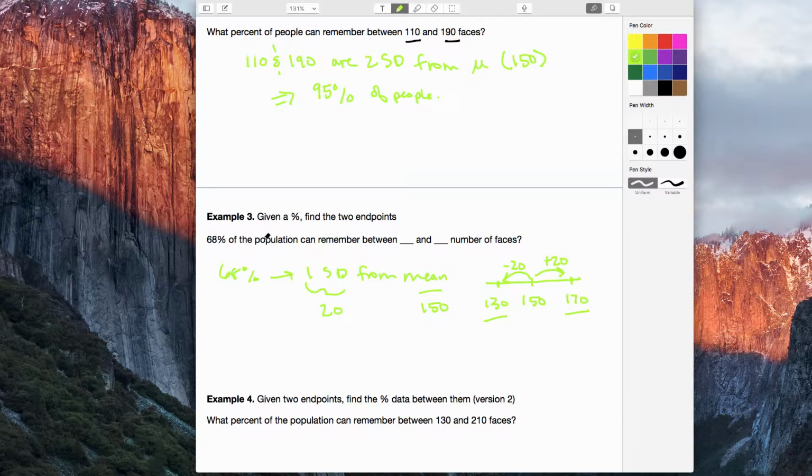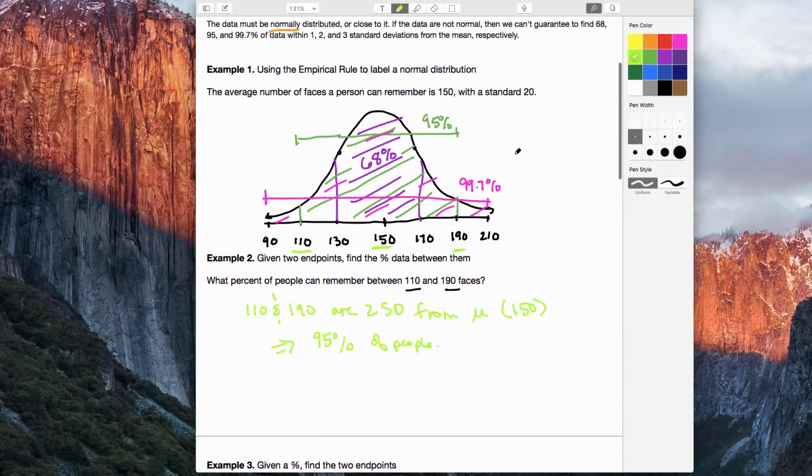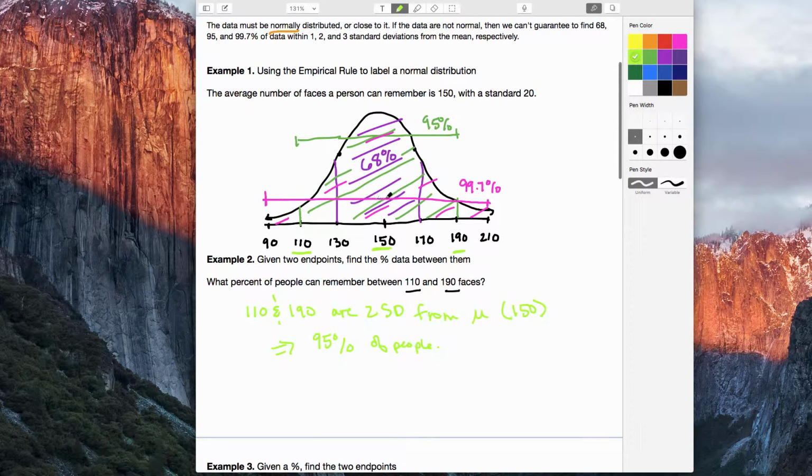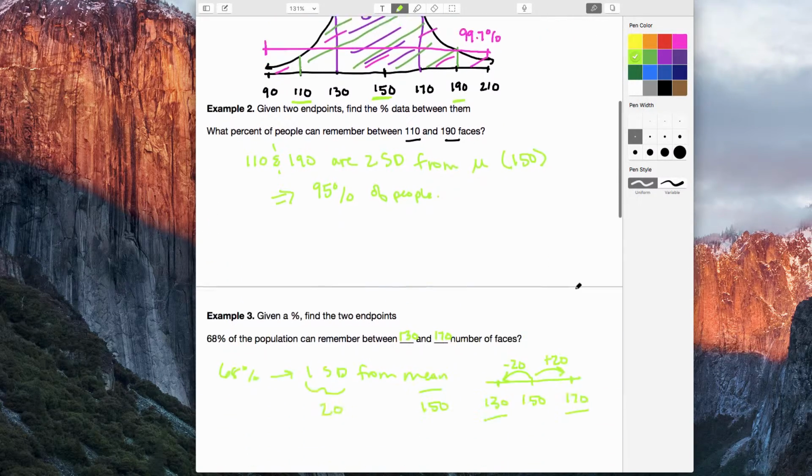So 68% of the population can remember between 130 and 170 faces. If we go back up to the picture, there's our 68%, that was just the purple area, and there are the cutoffs, 130, 170, just like we figured out ourselves.